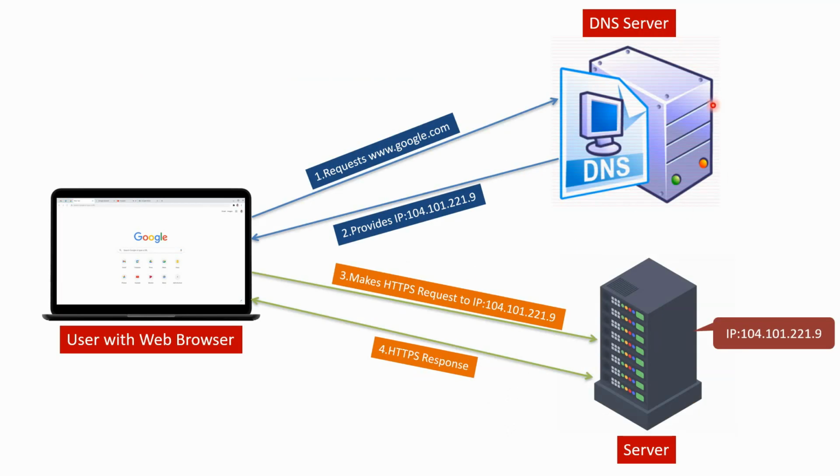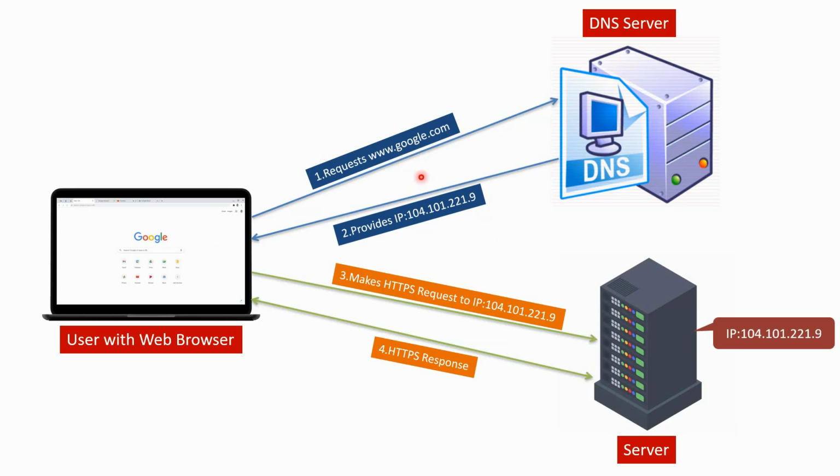Here you can see the DNS server. Here you can see the server which hosts the Google website, and its IP address is here, and here is your device, which is a laptop. Here you opened a web browser and typed www.google.com. Then the request is sent to the DNS server to find out the IP address of www.google.com. The DNS server checks its records, finds the IP address of www.google.com, and provides the IP address back to the device.